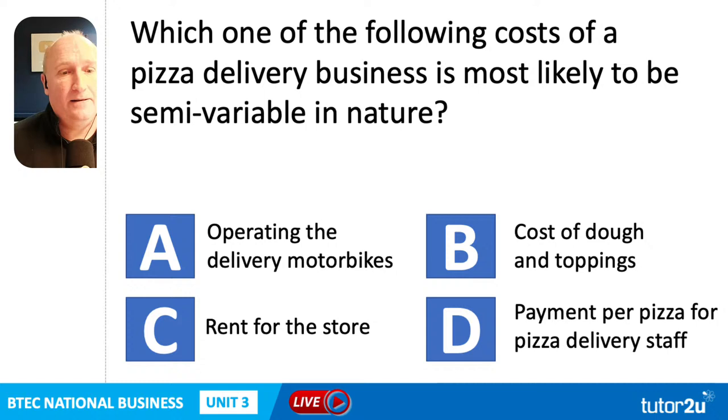What do we think? So again, this is the sort of fourth of our hard concepts tonight. So we've deliberately picked concepts which could come up. We don't know whether they will or not, but they can sometimes throw students. Semi-variable costs, an element that has a fixed bit, but also a variable bit.